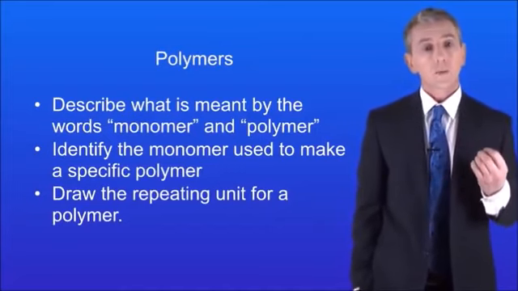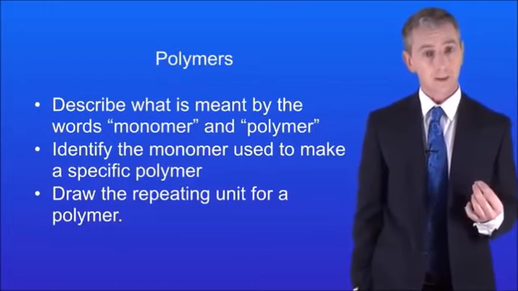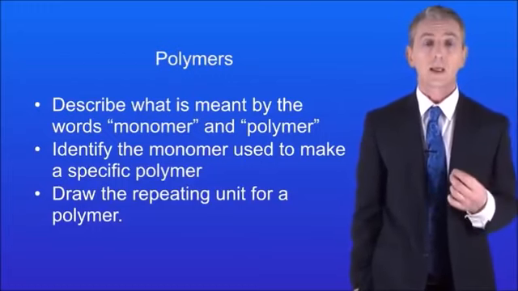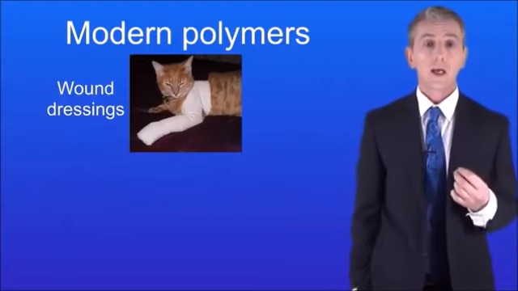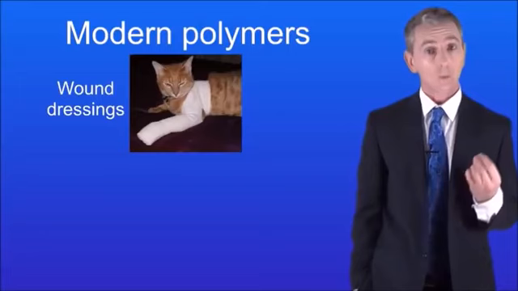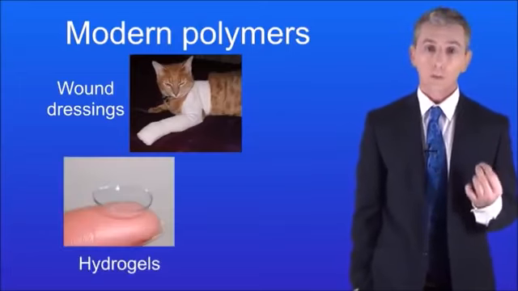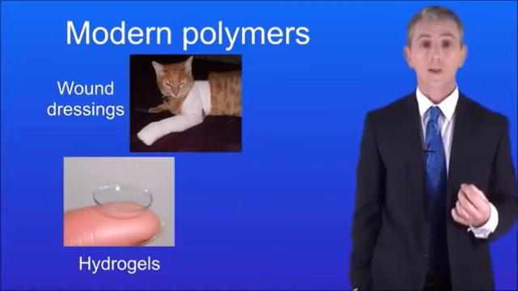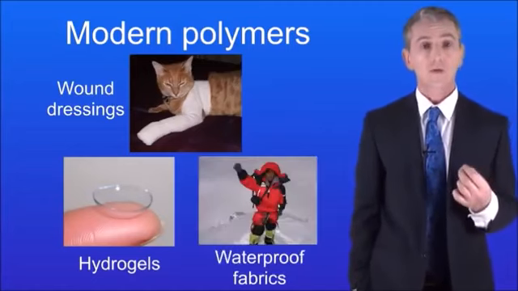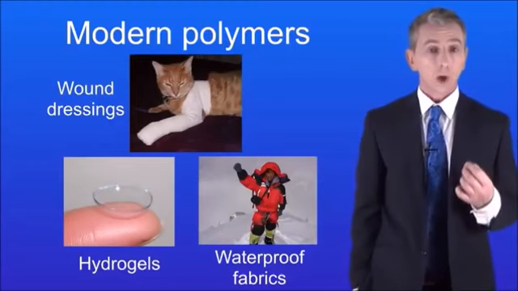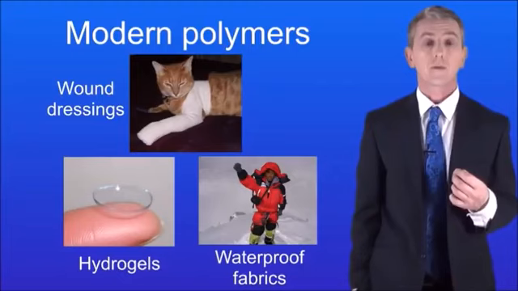Okay, so what exactly do we mean by polymers? Well, polymers are what we would call plastics, and I've shown you some here. Polymers are used to make thousands of things, including dressings to help wounds heal faster, hydrogels, which are polymers that hold onto water, such as contact lenses, and waterproof fabrics, such as this jacket. In fact, polymers are used to make thousands of things, so they're a critical part of modern life.